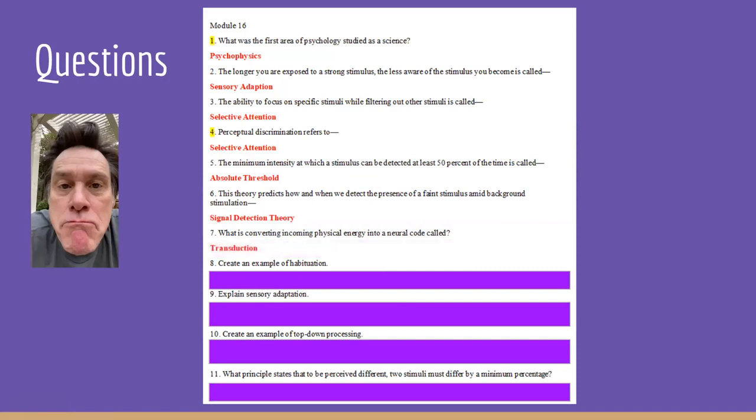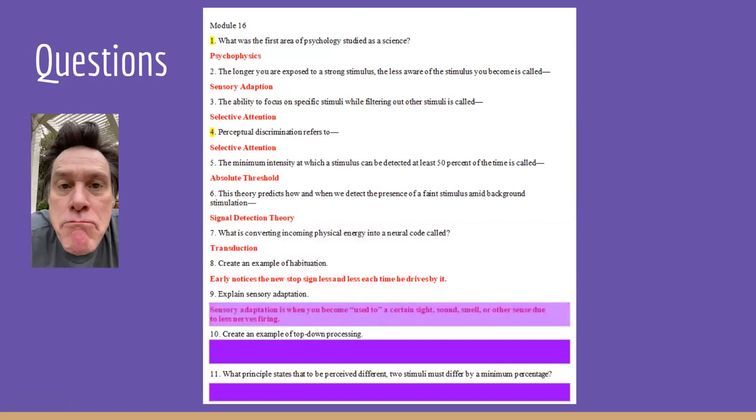Transduction. Create an example of habituation. Early notices the new stop sign less and less each time he drives by it. So at first it was like, oh, better stop. That wasn't there before. But then he's like, I'm used to that now. Sensory adaptation. Explain that. It's when you become used to a certain sight, smell, sound, or any other sense due to fewer nerves firing. I mean, if you want to get technical, fewer nerves fire.